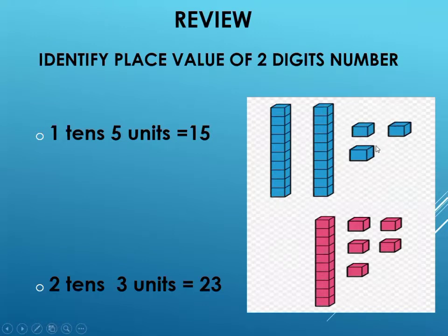So how many unit blocks are there? There are 3 unit blocks. So we write here 3 units. So these blocks show 2 tens and 3 units. 2 tens and 3 units means 23, because 2 tens means 20 and 3 units means 3. So we write here 23. So this block shows the number 23. These are two-digit numbers, and two-digit numbers are made with tens and units.